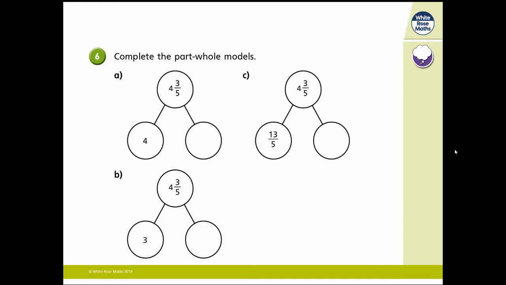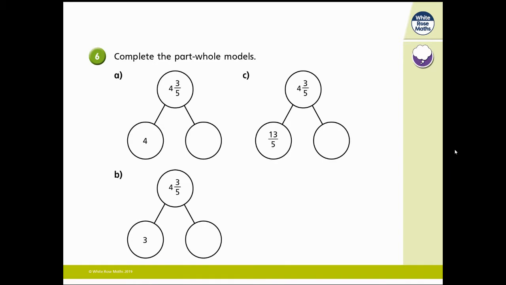So we've got part-whole models. We've got 4 and 3 fifths, and it starts off quite easy actually. So A, we've got 4 and 3 fifths, and in the circle on the left we've got 4. That means in the circle on the right we just need to put 3 fifths in there to show 4 and 3 fifths.